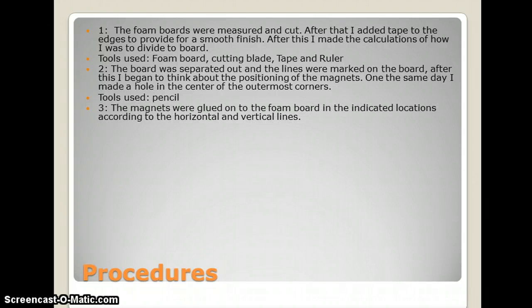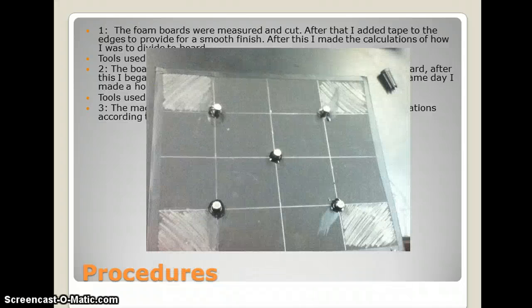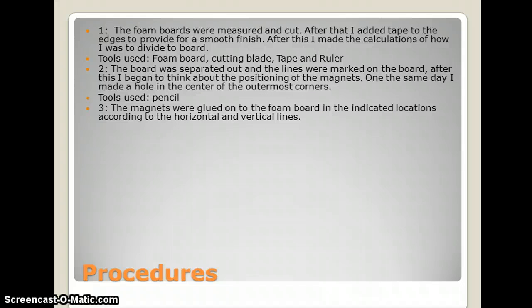Step number 3. The magnets were glued to the foam board in the indicated locations according to the horizontal and vertical lines. The tool used during this step was super glue.